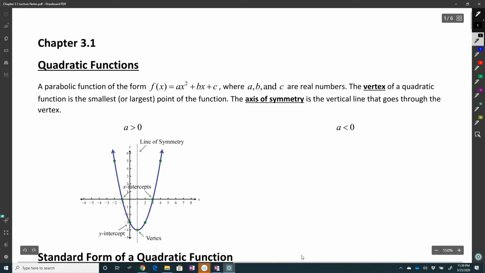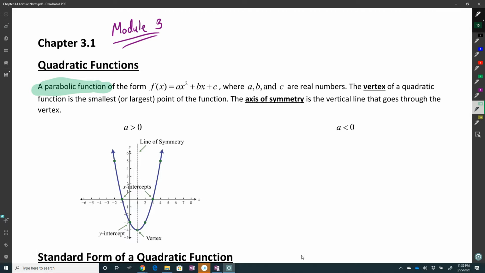Alrighty. So now we're officially in Module 3. So if you're watching this, this is Module 3. Alright, and we're going to start with quadratic functions. Basically, this is just parabolas. So notice the first words here are a parabolic function, and you can even see the shape below.